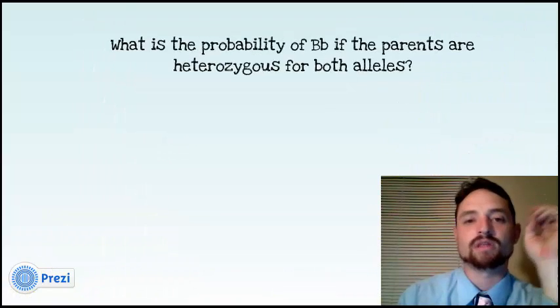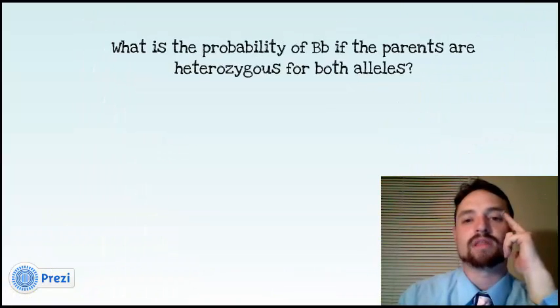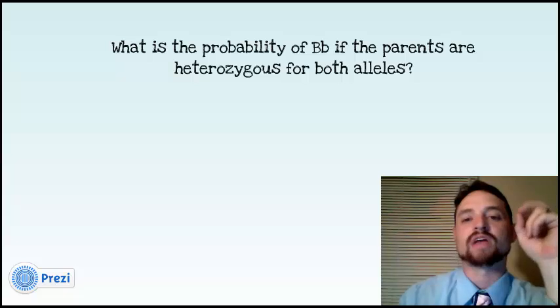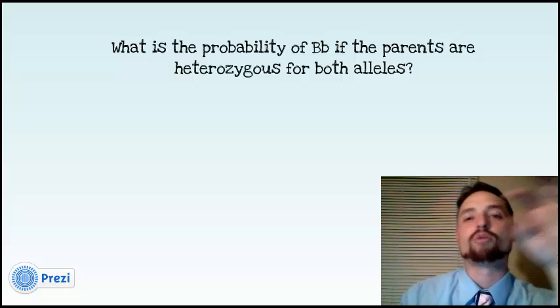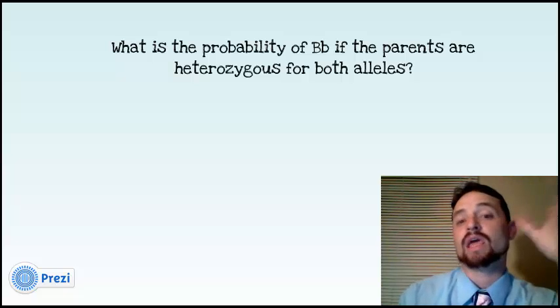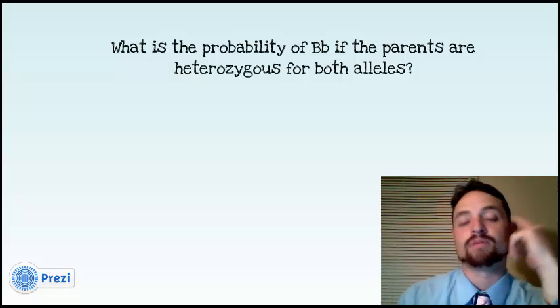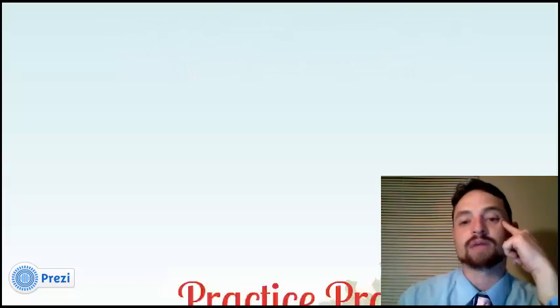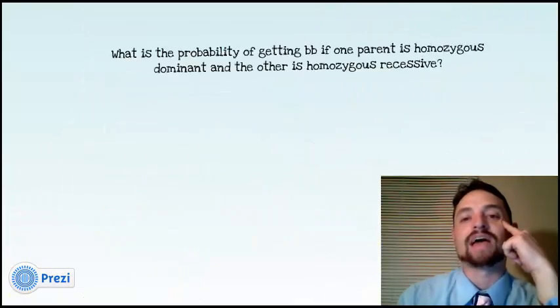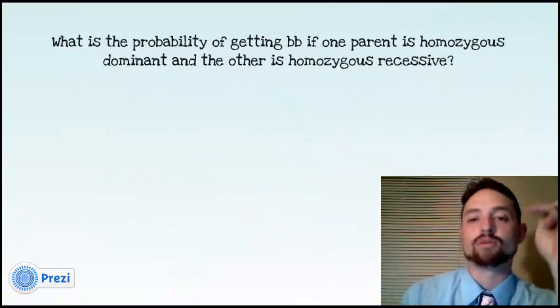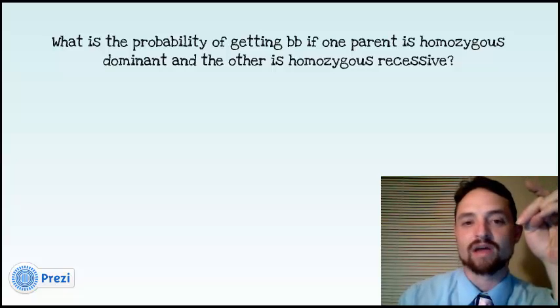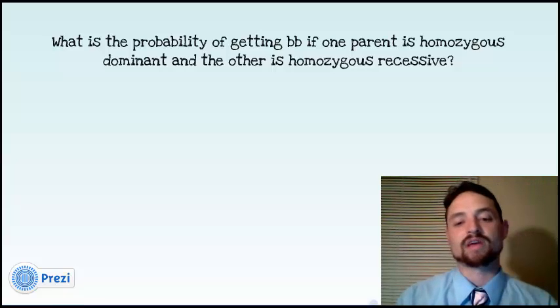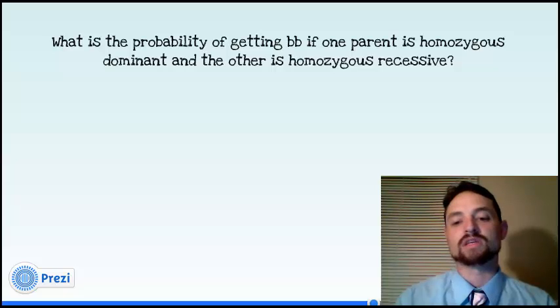Next question, what's the probability of getting big B, little b if parents are heterozygous for both traits? So you can go back to the cross that we just did and add that up, because the probability of big B, little b if the parents are both heterozygous, you can take time to do that one. And then the last one, what is the probability of getting little b if one parent is homozygous dominant and the other is homozygous recessive? So we've got a new condition there.